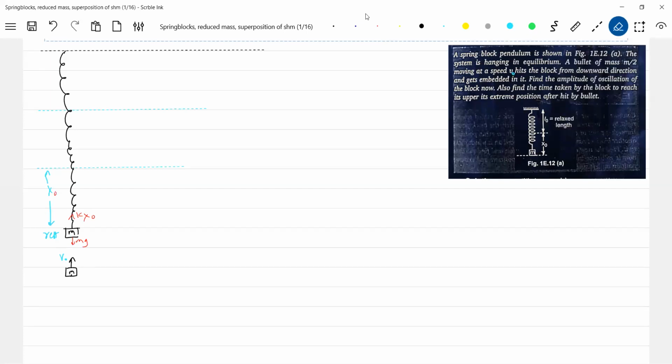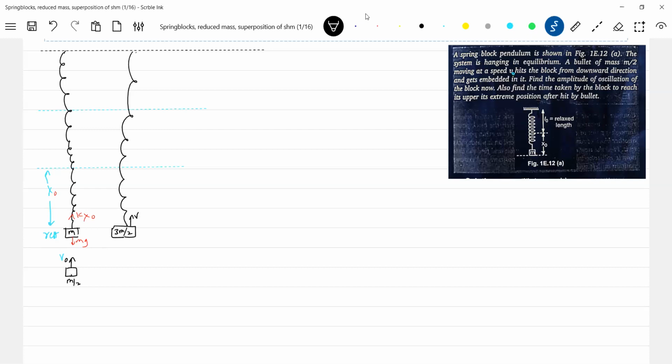Okay, after collision, so what will happen? Together, the mass will become m plus m by 2, that is 3m by 2. Now the total mass will become 3m by 2, the combined mass. As it is an inelastic collision, it will acquire, say, velocity v1. It was moving with earlier velocity v0. Let this velocity be v1, or okay, let it be only v.